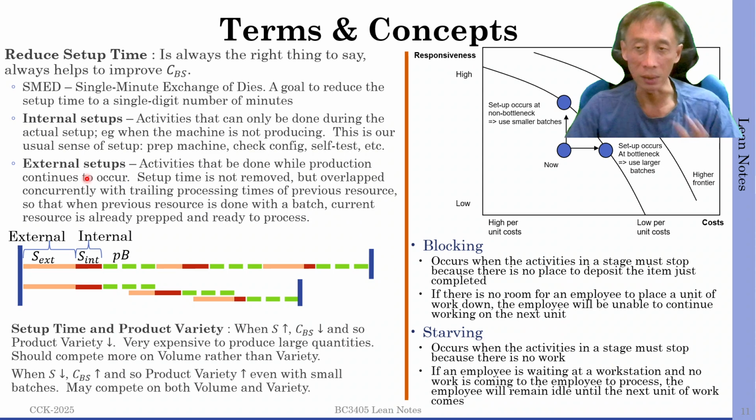So those are external setups, activities that can be done while production of the previous batch, okay, the production of the previous batch continues to occur. The production for the current batch obviously hasn't happened because it is setup time. We are preparing, we are loosening up our muscles, we are exercising, we are inspecting. So that's for the current batch, hasn't happened. Then why do they say while production continues?